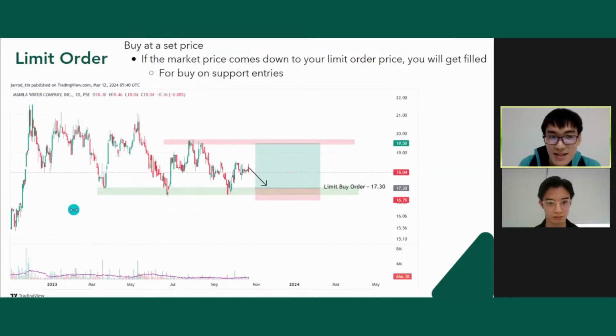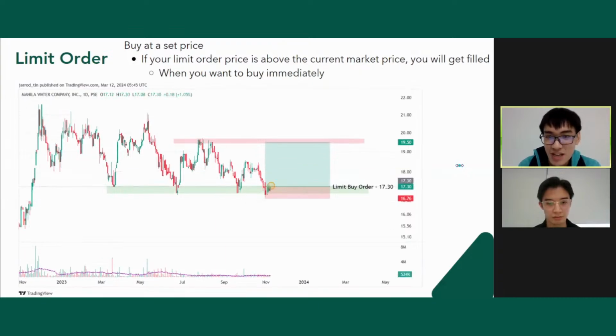So just a recap, so the two limit orders, so you can set a limit order if price is not yet there, but hintayin mo na lang yung presyo na bumagsak dun. Or if you want to buy immediately, you just set your buy limit order at or above the current market price para ma-fill ka agad.